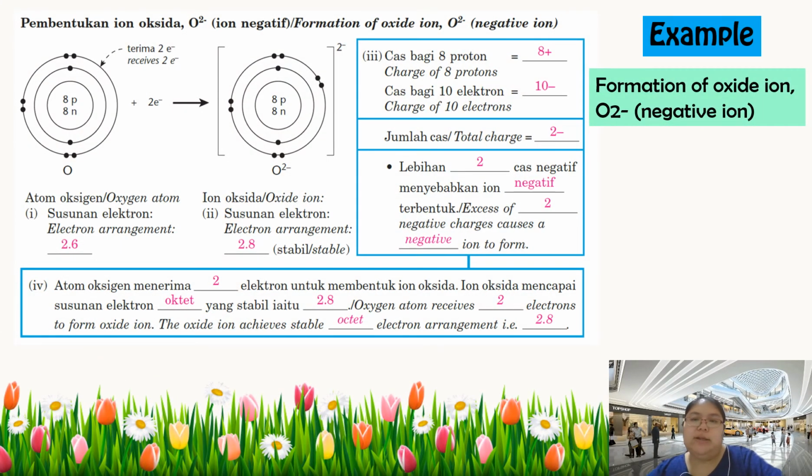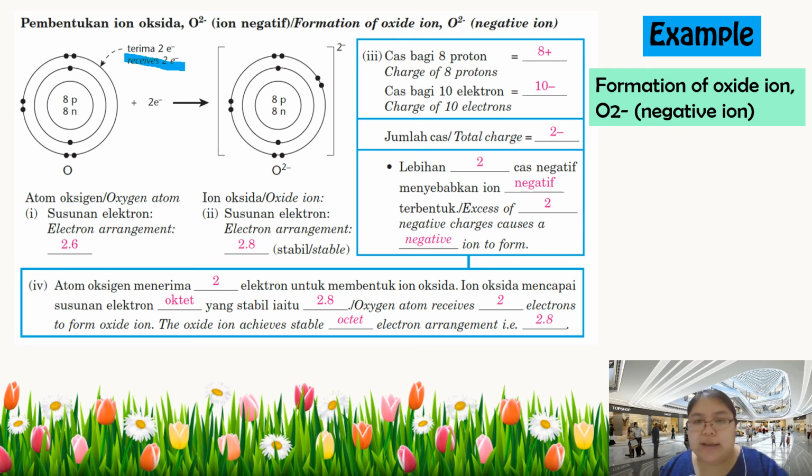Now we're going to see the formation of the oxide ion, a negative ion. The oxide ion, O2-, comes from oxygen. If it forms a negative ion, that means you need to receive electrons. Let's see the explanation. The electron arrangement is 2, 6. Now you want to make the second shell full, which must be 8 electrons, right? So you need to accept 2 electrons. So it becomes 2, 8.